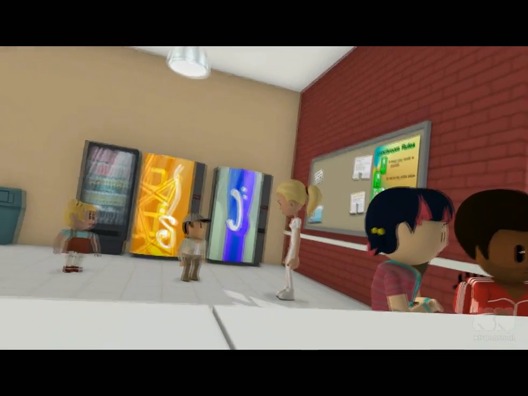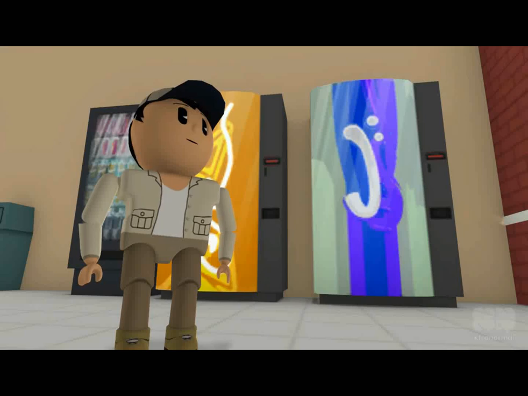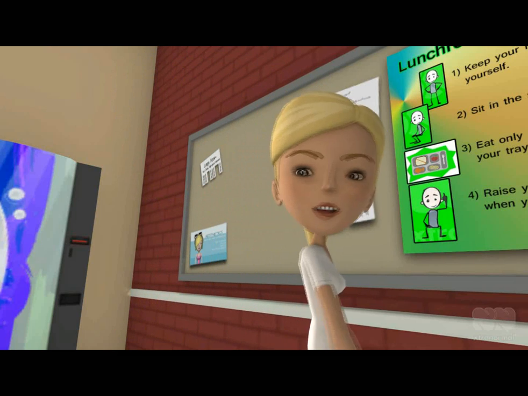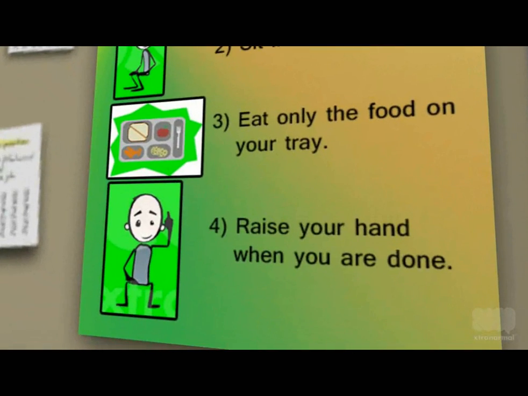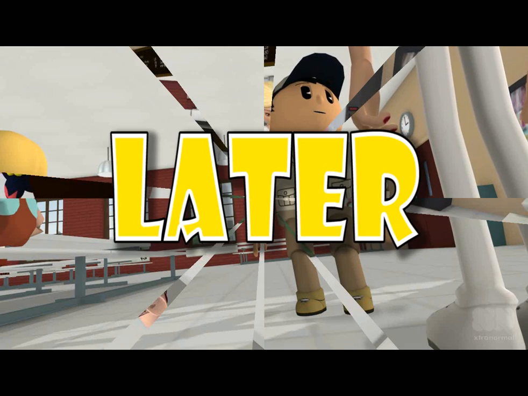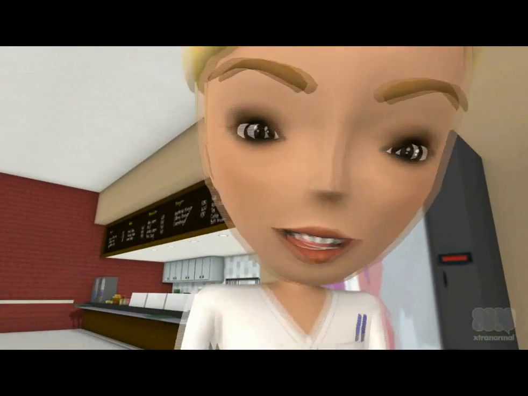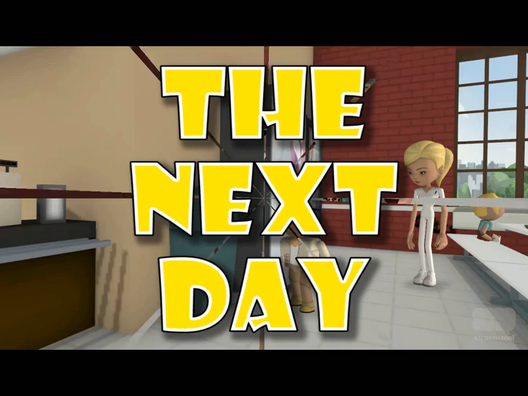Hey, Mario! I hope you get to go outside for recess today. Let's go over the rules for the lunchroom. Do you remember them? Yeah, eat my lunch. That's part of it, but you also need to remember these rules. Keep your hands to yourself. Sit in the same place. Eat only the food on your tray. And raise your hand when you're done. Can you do that? Okay, I'll try. Mario, I see your hand is up. You did a good job today. Go throw your trash away and line up for lunch recess, please. Woohoo!